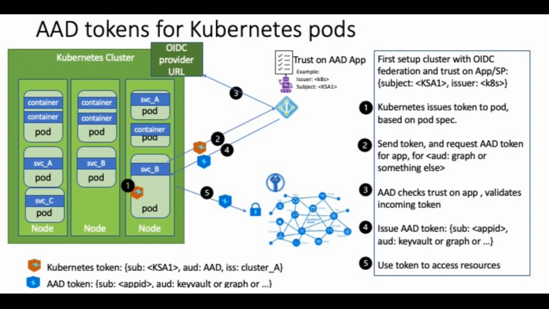Eighth, design for failure. Tokens expire, networks fail, identity providers go down. Handle these gracefully. Provide clear error messages. Don't let users see cryptic 401 unauthorized errors without context. Ninth, audit everything. Log authentication events, authorization decisions, and token issuance. These logs are critical for security investigations and compliance.